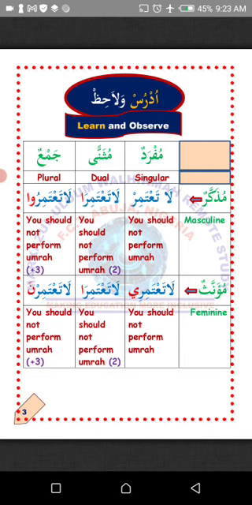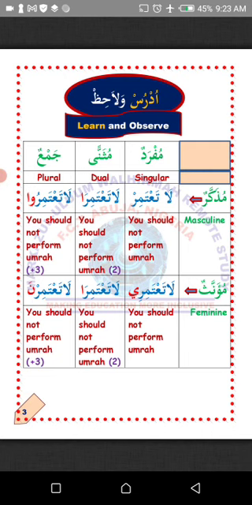Then we talk about mudhakkar. Mudhakkar, masculine. This is a word in Arabic that represents a male person or a male object. Just like the verb la ta'tamir can only be used to command a single male person not to perform umrah. So if there are two in number, all you need to do is to attach alifun to the last letter of the verb la ta'tamir. Remember, once alifun is attached, the letter before it must take fatha, as we know that alifun is the mother of fatha in Arabic. So the verb la ta'tamir will now become la ta'tamira, which means you should not perform umrah, talking to two male persons.